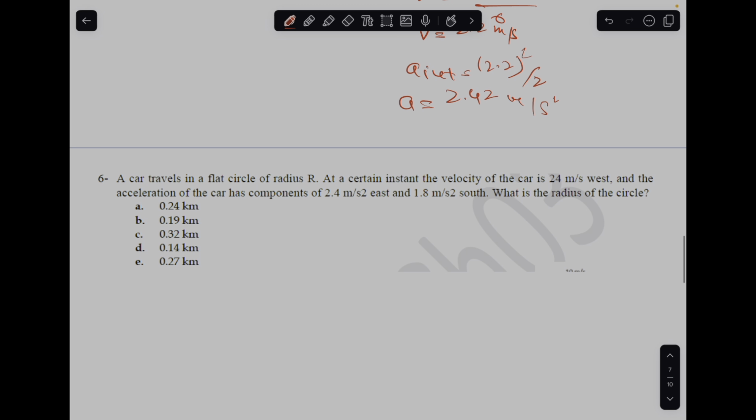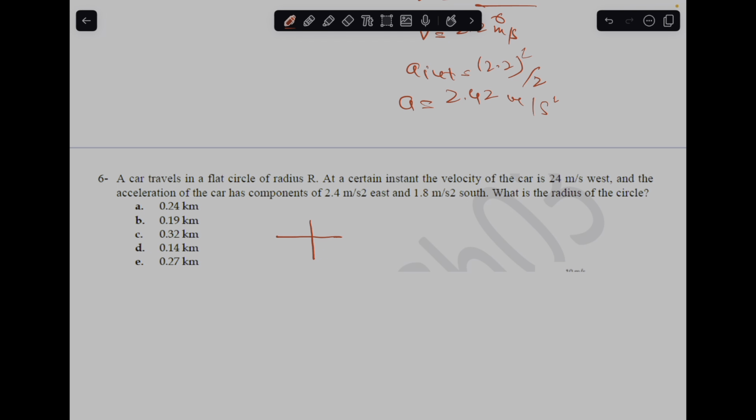Now the next question is, a car travels in a flat circle of radius r. At a certain instant, the velocity of the car is 24 meter per second west. So the car is moving in a flat circle of radius r, and its velocity is towards the west.